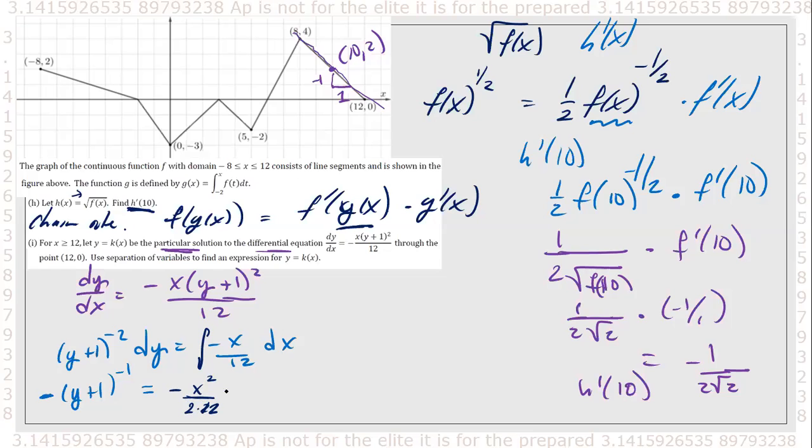Let me double check my work. Yes, so far so good. Don't forget that we integrated, so we add that plus c. Okay, the next step is we need to solve for what c is given this initial condition, 12 and 0. So all you need to do is substitute to find out what this is. So let me go ahead and make this a little bit prettier. (y plus 1) to the negative 1 equals negative x squared over 24 plus c. So you have to go ahead and substitute this 12, 0, and we can go ahead and find that out.